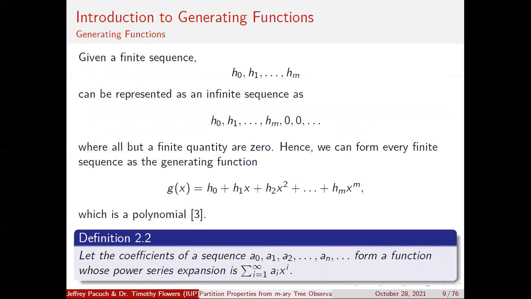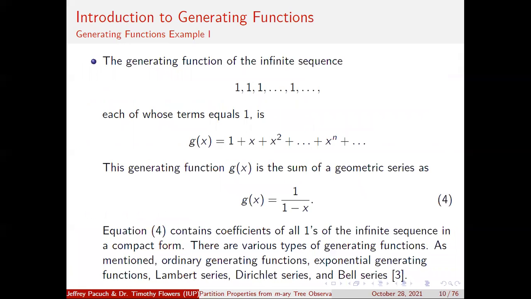So this leads us to the official definition of what a power series is, and I have that listed as definition 2.2 on the screen here. So if we have some coefficients, we can denote them as A0, A1, A2. We can represent this as a power series expansion. And if you've taken a calculus class, this is something you might have seen before. It's common. So why do we need these?